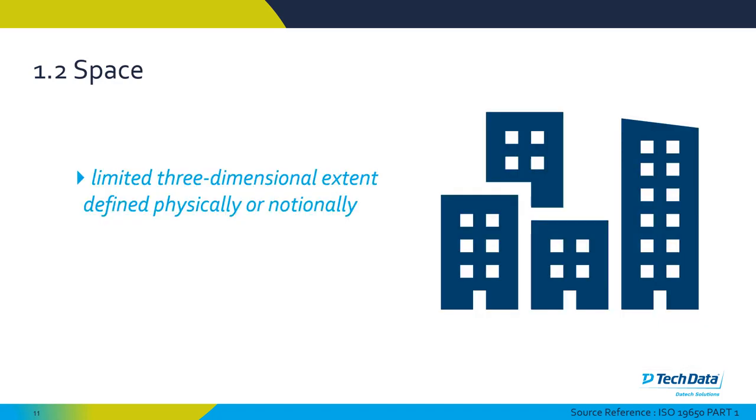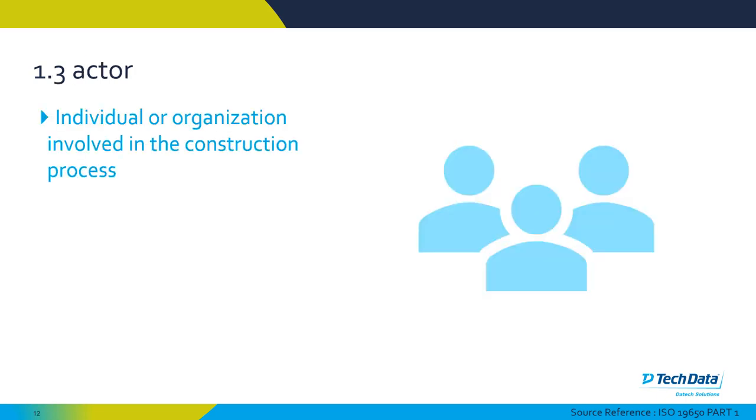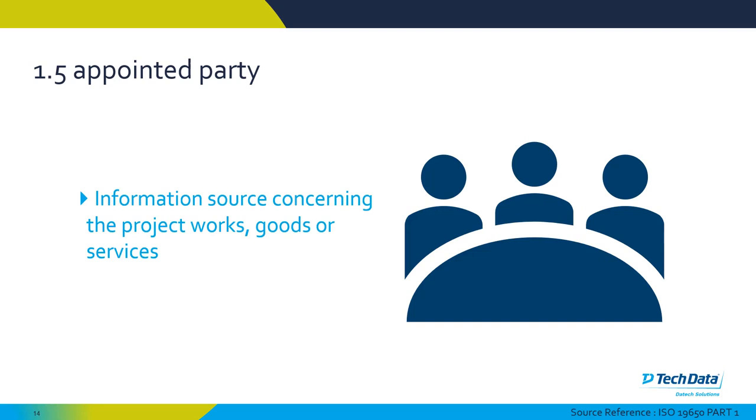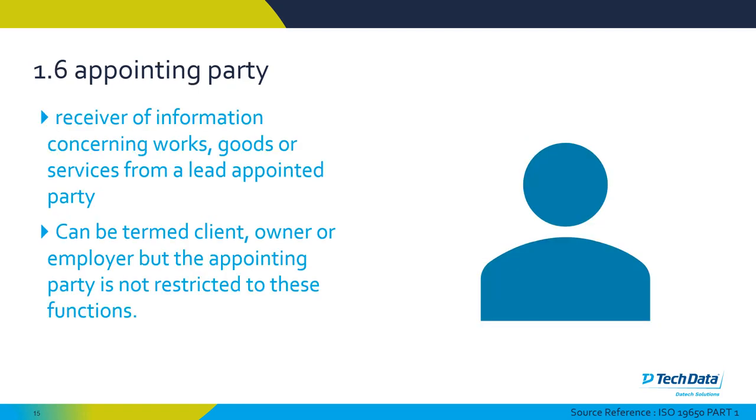We also have other terminology such as spaces, and this is defined as a limited 3D extent defined physically or notionally. We also have actors, which is an individual or an organization involved in the construction process. Appointments, which are agreed instructions to provide information on a BIM level 2 project, essentially. Appointed parties, which is the information source provider concerning the project or the built asset, or providing the goods or the services for that project.